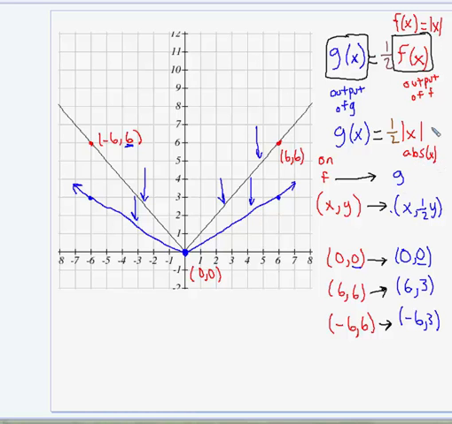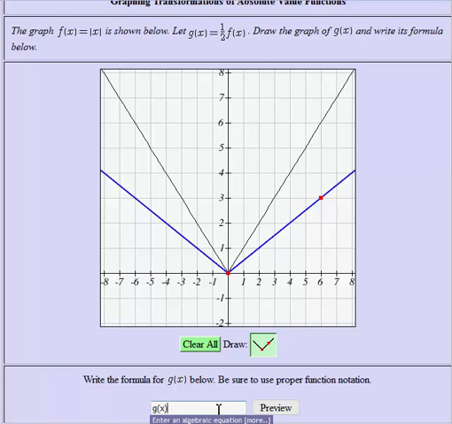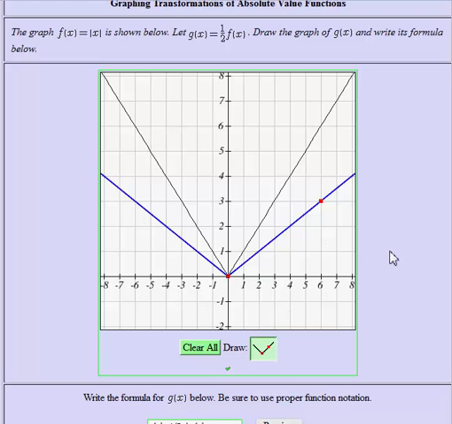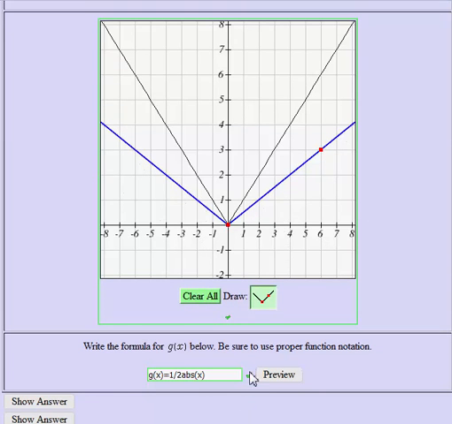So clicking the answer box below, I simply type in g of x equals 1/2, or I could use the decimal 0.5, and then for the absolute value, I type abs parentheses x. Click preview to make sure the syntax you typed in is not only okay, but looks exactly like the formula that I wanted. Submit your answer and verify that you get a green check mark indicating that the graph is correct, as well as the formula.